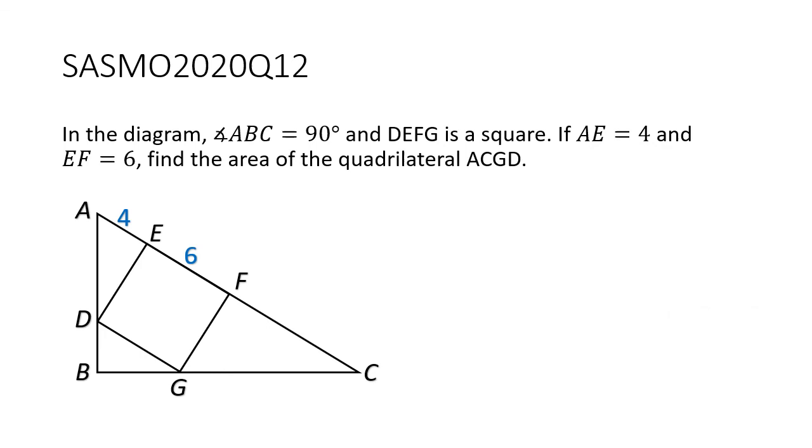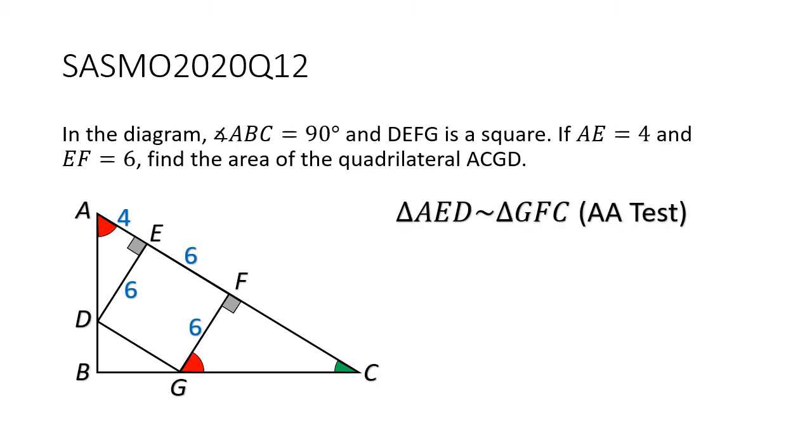Since we are told that DEFG is a square, we can label the sides DE and FG to be 6 units each, and we can also state that the angles AED and GFC must both be 90 degrees. Next, we can see that angle BAC and angle ACB add up to 90 degrees. That is the red angle and the green angle. Therefore, the angle FGC must be equal to the red angle because it would also add up to 90 degrees with the green angle. So we can state that triangle AED is similar to triangle GFC by the AA test.